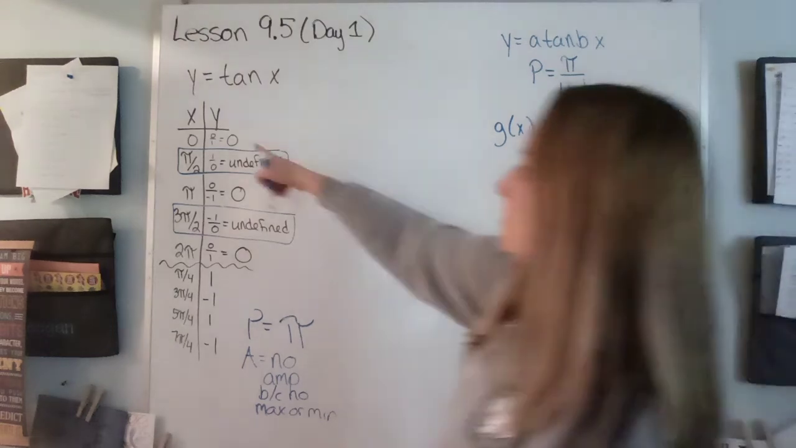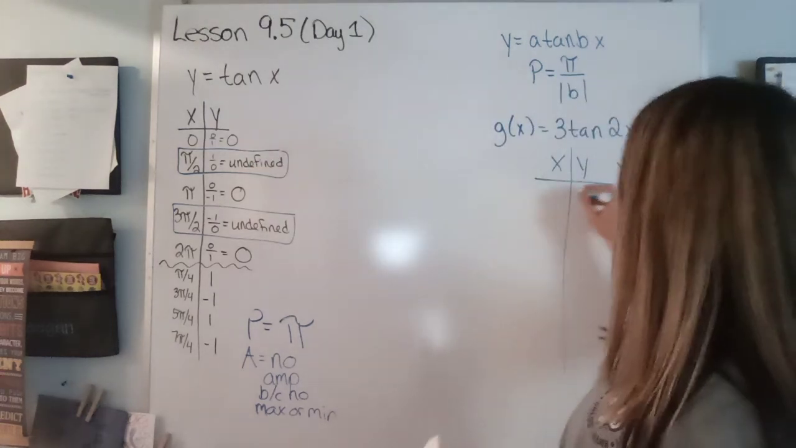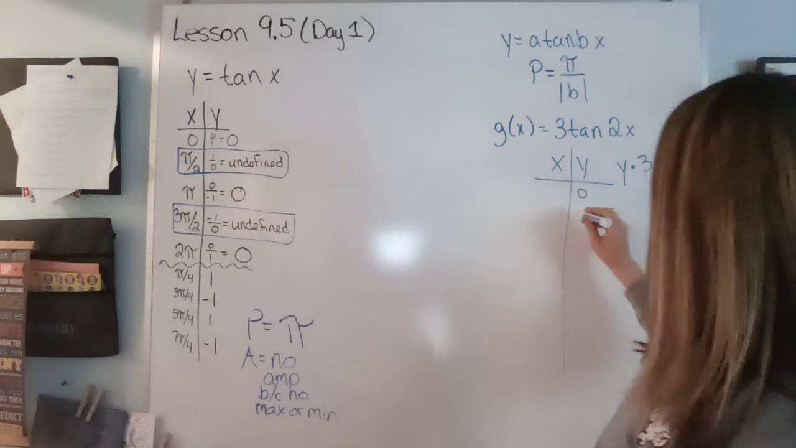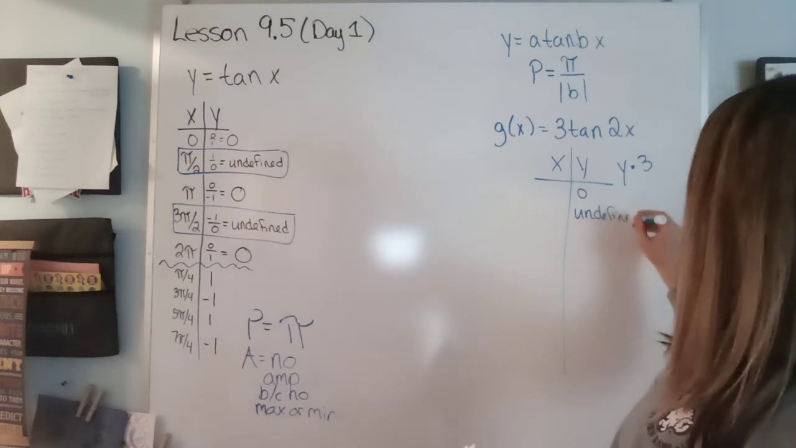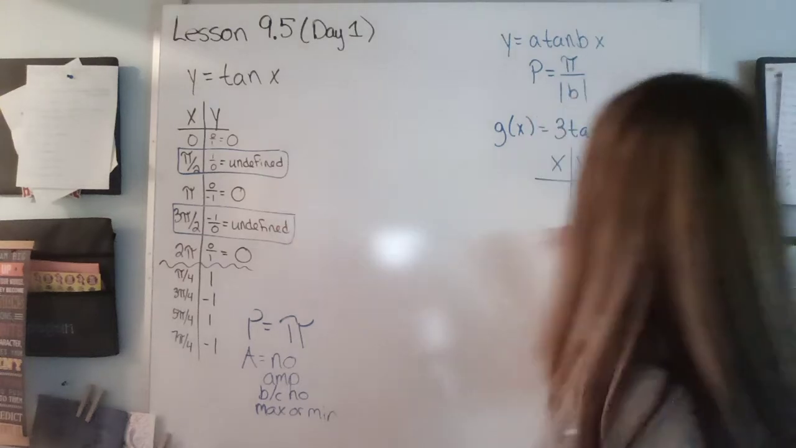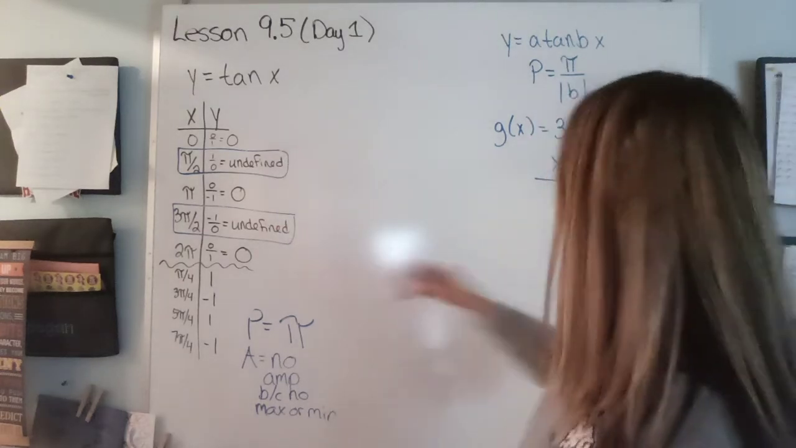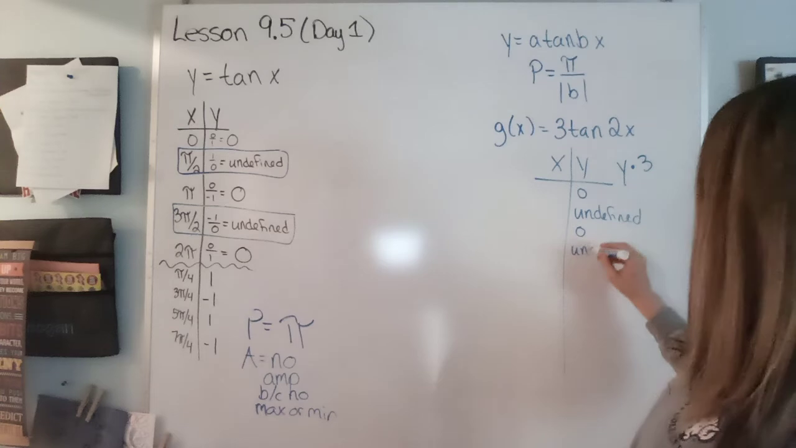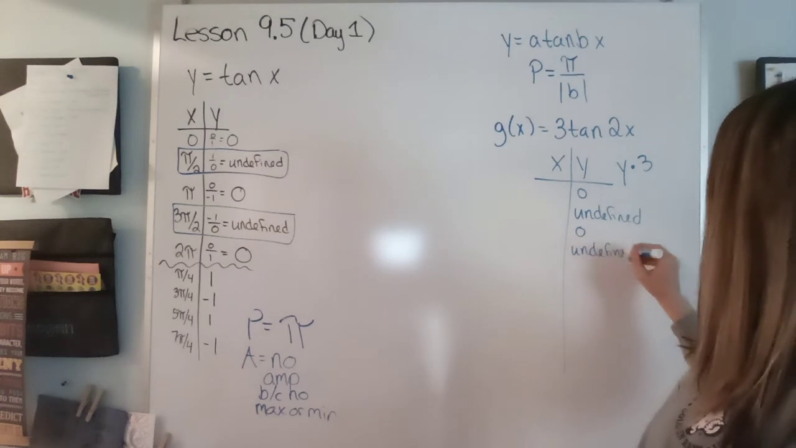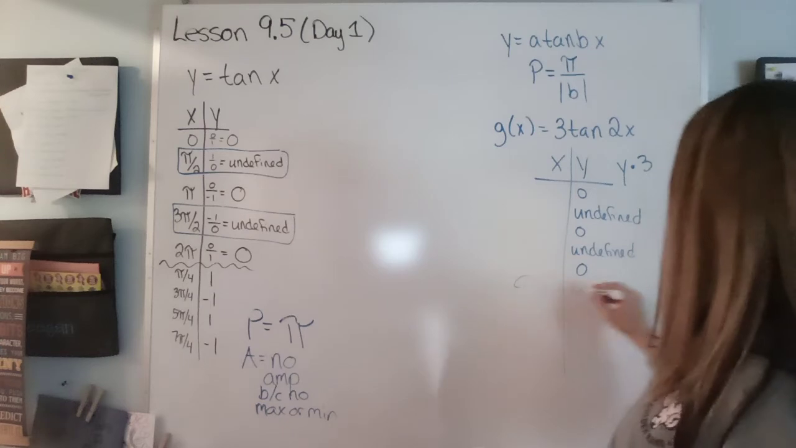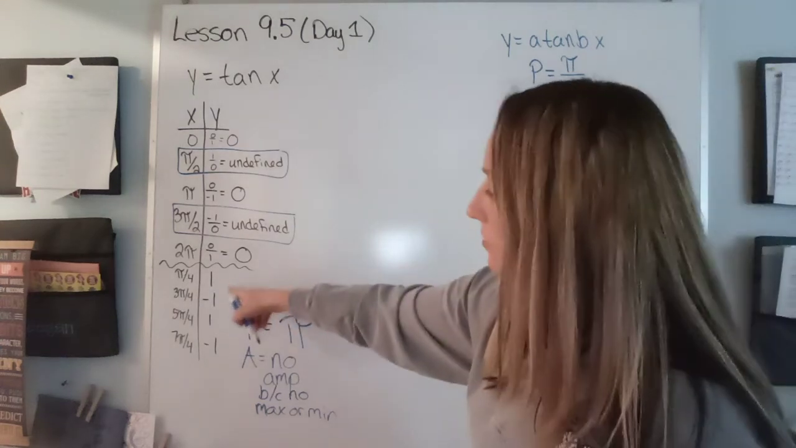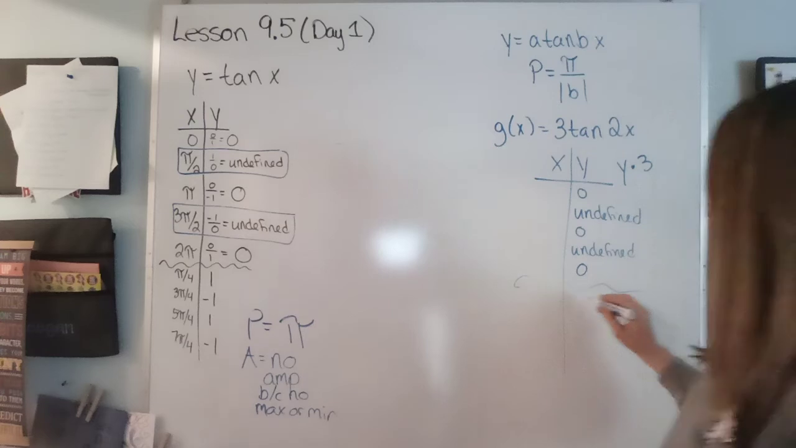Okay, so 0 times 3 is 0. Undefined times 3 is still undefined. 0 times 3 is still 0. Still going to have undefined. And have 0 again. And then for the extension, it's going to be 3, -3, 3, -3, 3, -3.